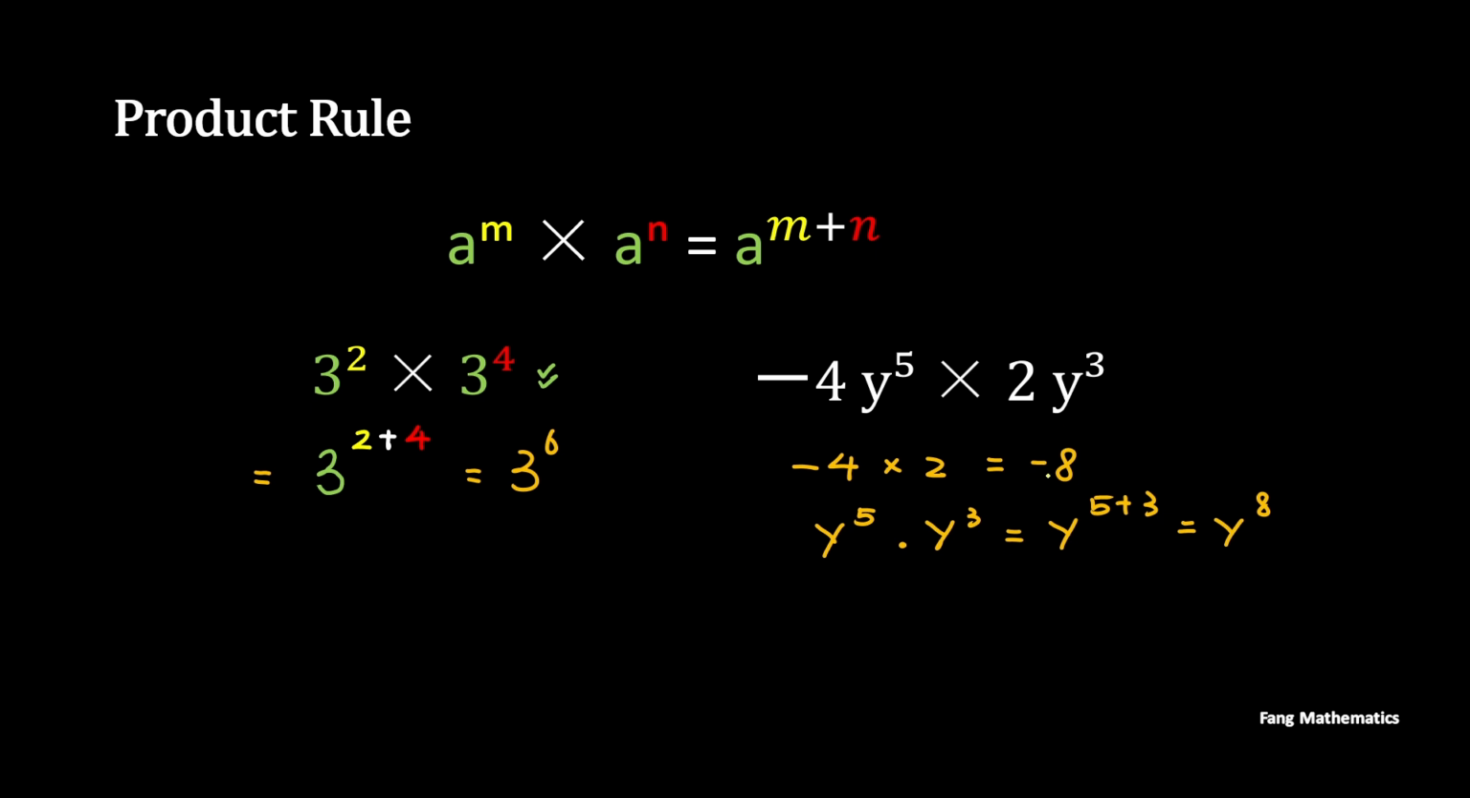And remember, you have the numbers as minus 8, and you have your y component. You combine them in the last step, and always remember that. So that equals minus 8 y to the power of 8. That should be your answer.